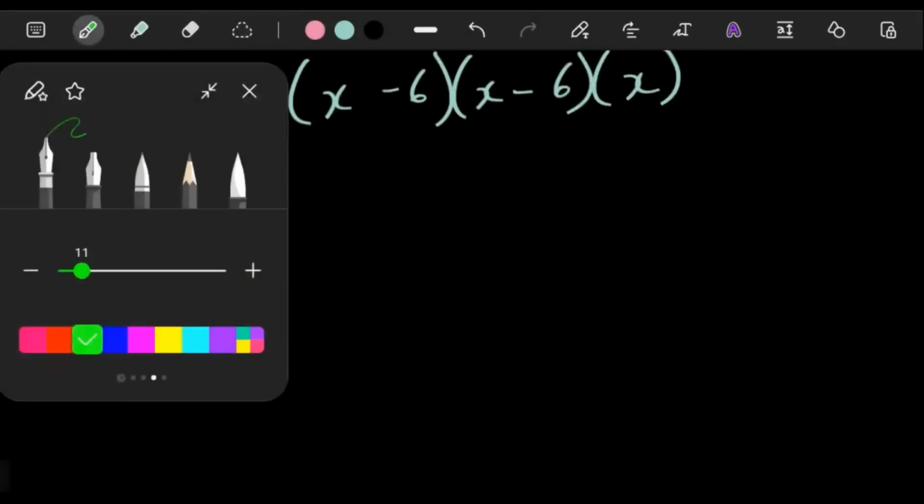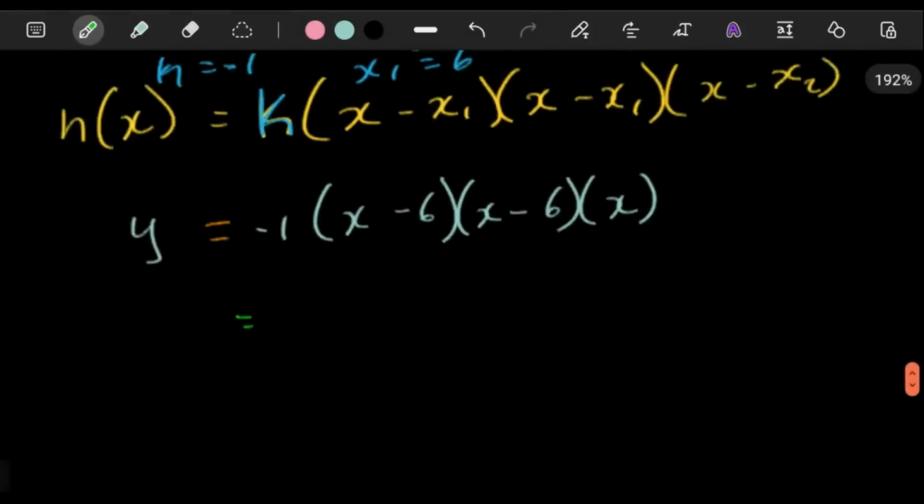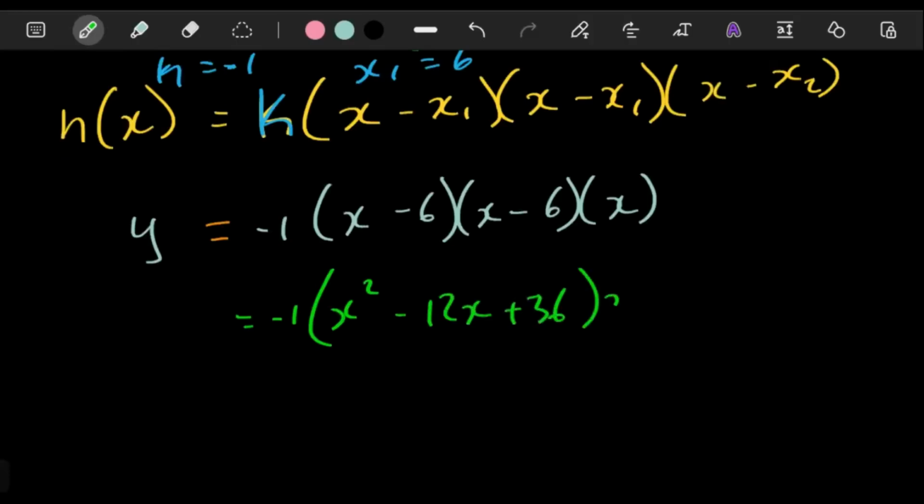Now, getting the equation, we can just carry on from here. So let's just be careful here. -1, x times x is x squared, this times this, and then this and that, this times this is -6, then another -6. So you have -12x, this and this, +36. Okay, so the x, we can just write this one in front here, together with the negative. So this is -x. So this is -x cubed plus 12x squared minus 36. This is y.